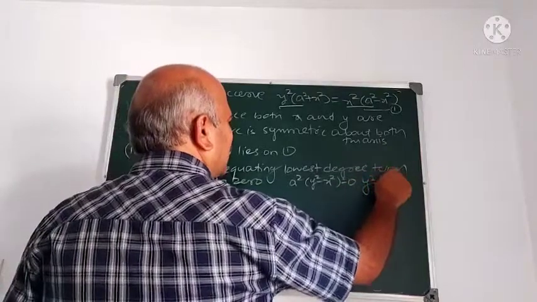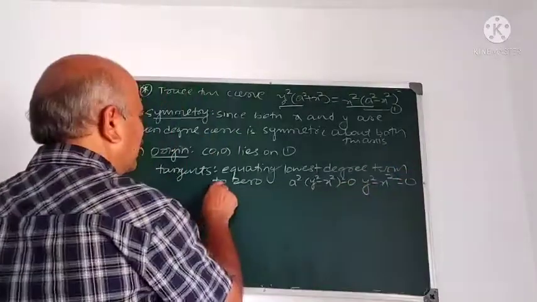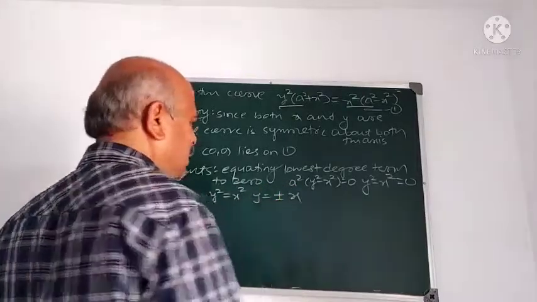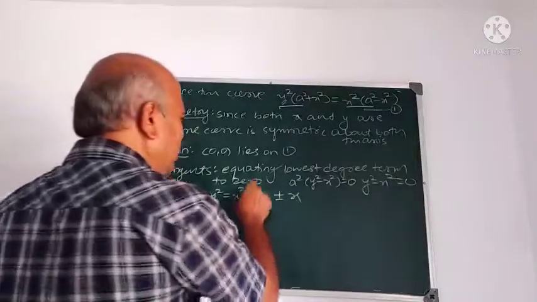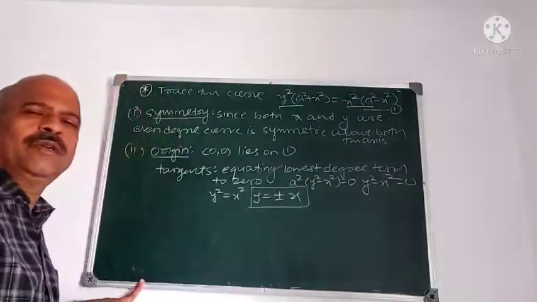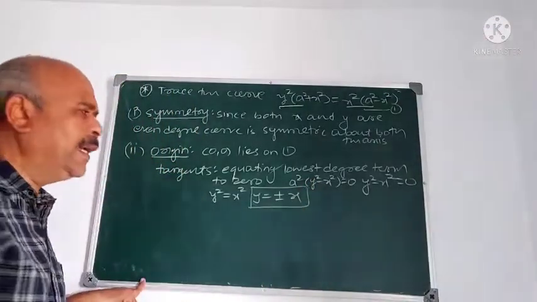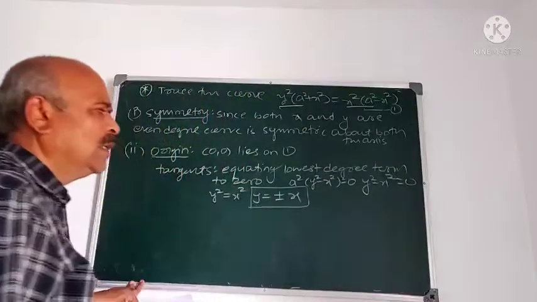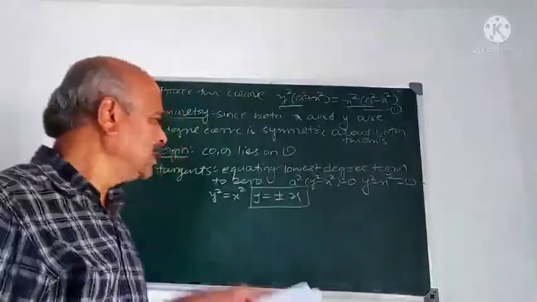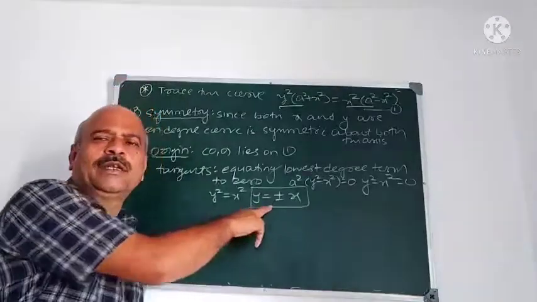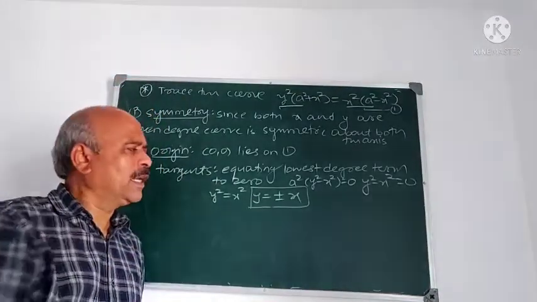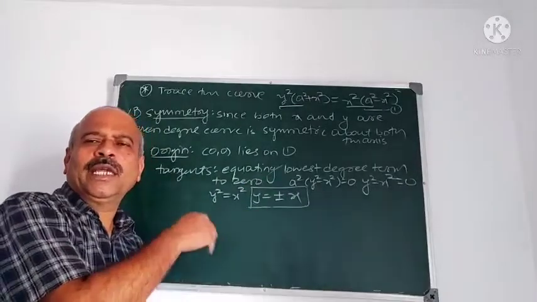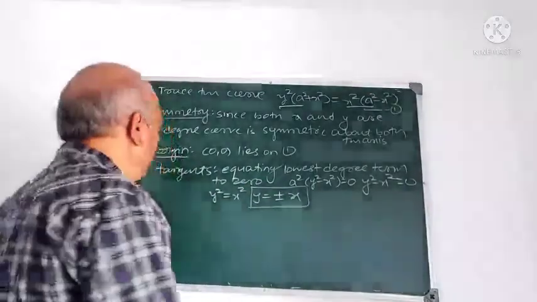y square minus x square is 0. y square is x square. y is equal to plus or minus x. So at the origin there are two tangents which are real and distinct. Therefore, the origin is a node. Since at the origin there are two tangents which are real and distinct, the origin is a node.